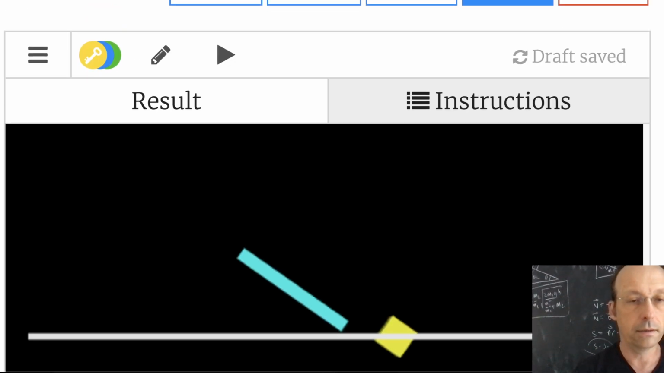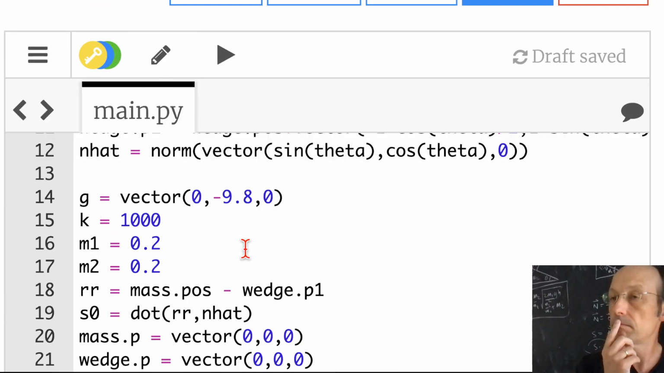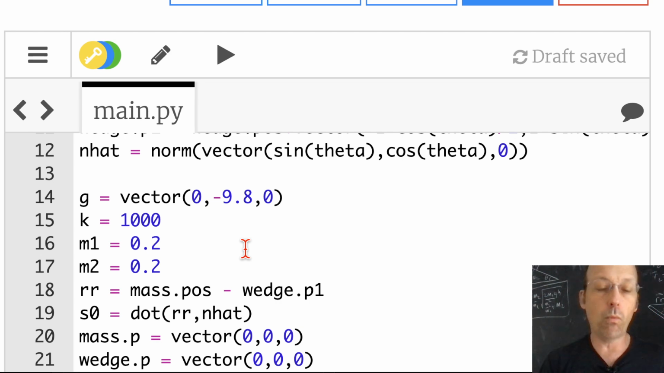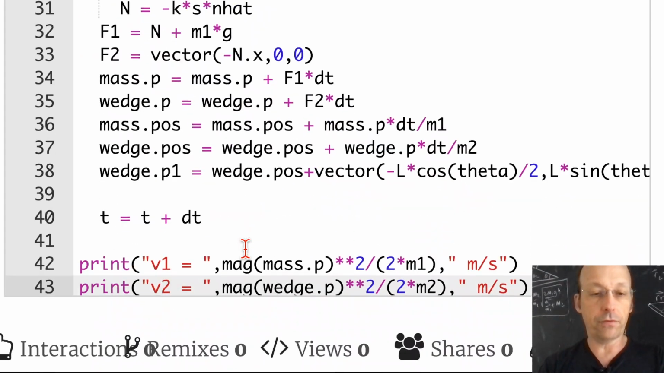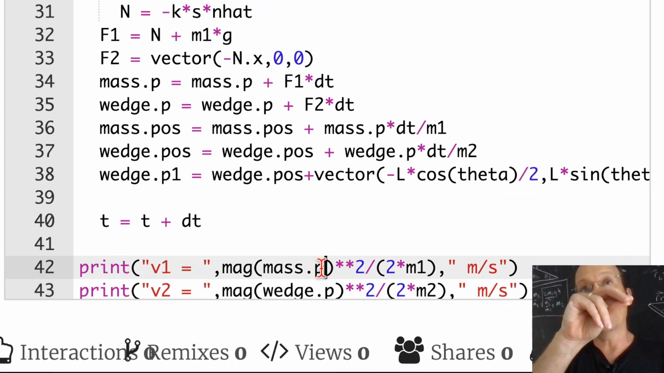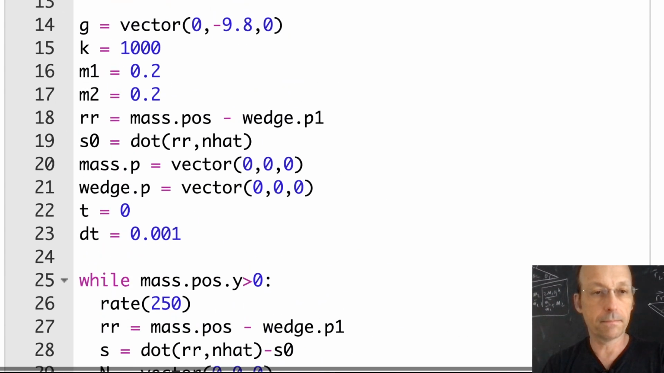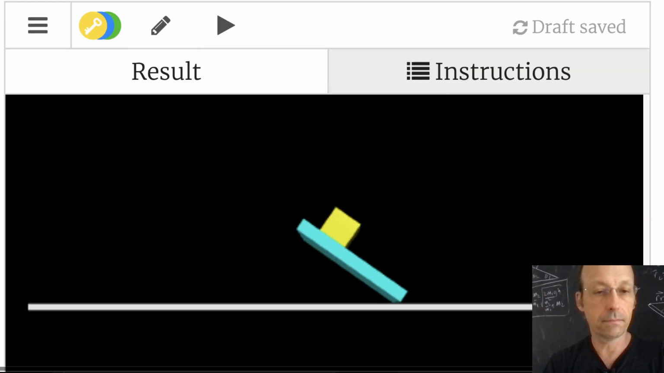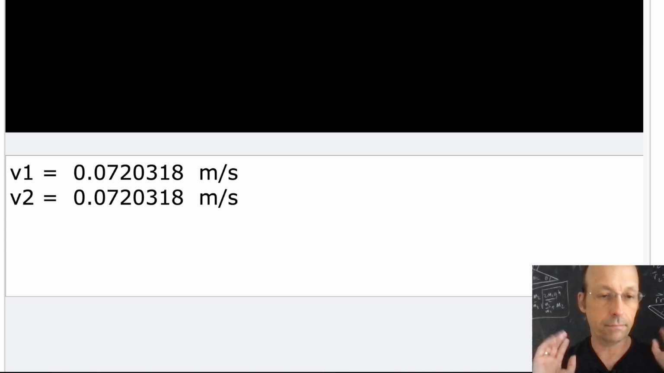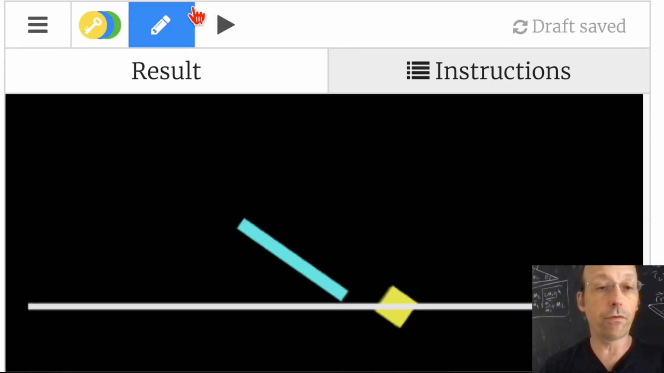Huh. Maybe I just have to do the x component. Yeah, that's true, because I just want the x component of this velocity, since there's going to be a change in the velocity that way. So p.x squared, and I can just take off this. Okay, check.